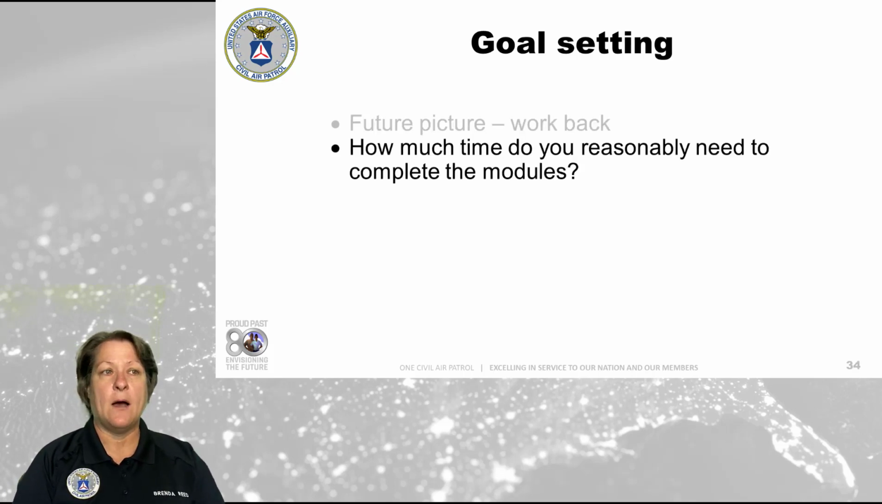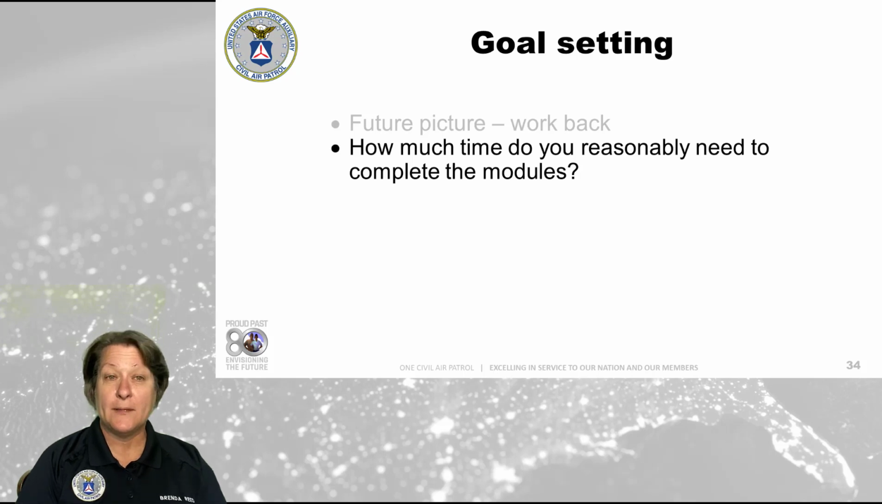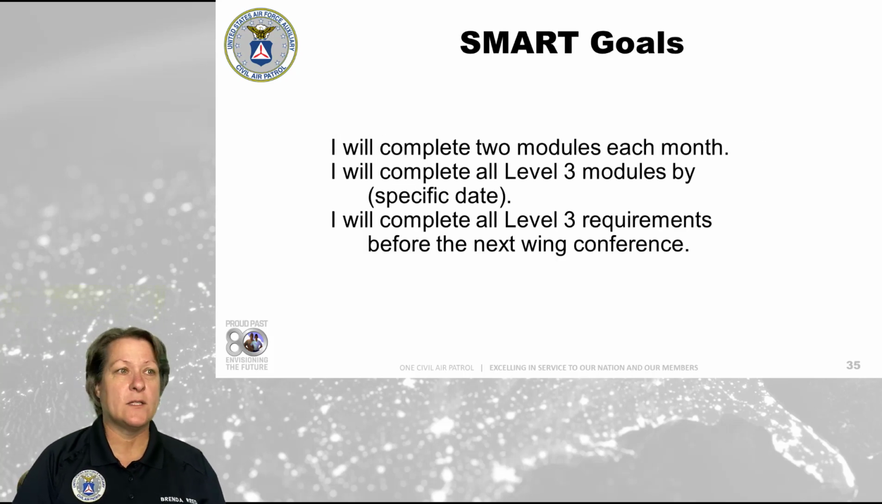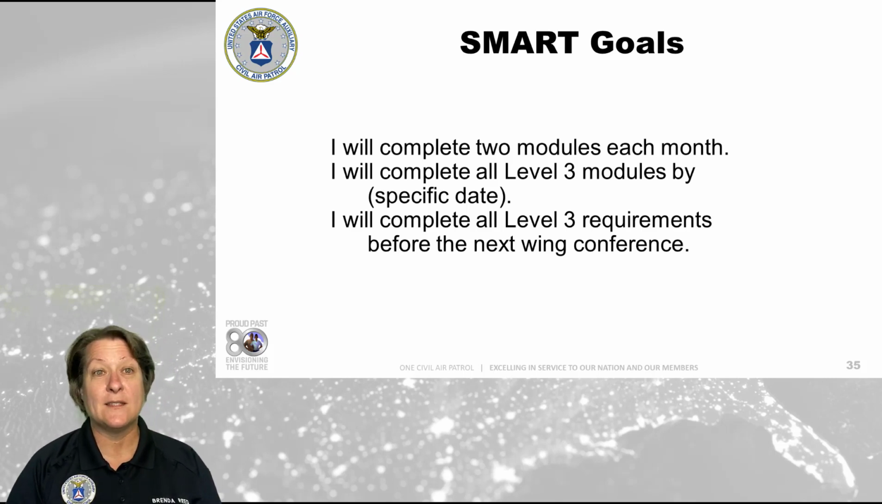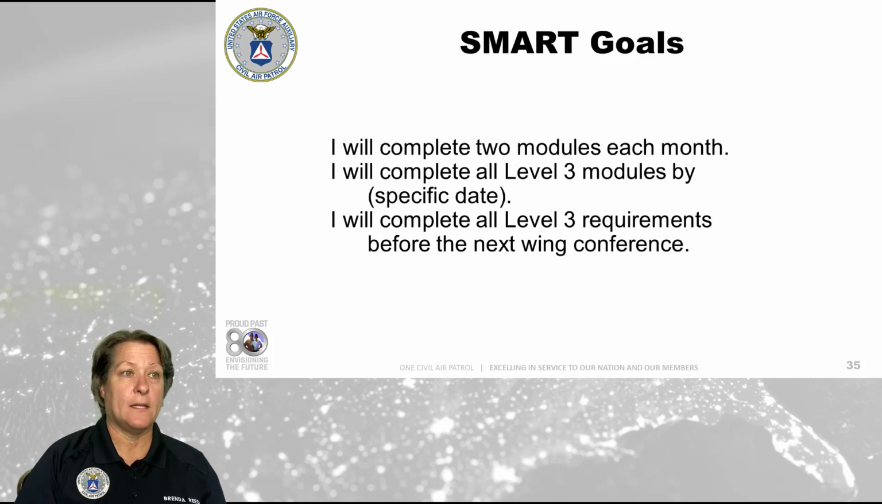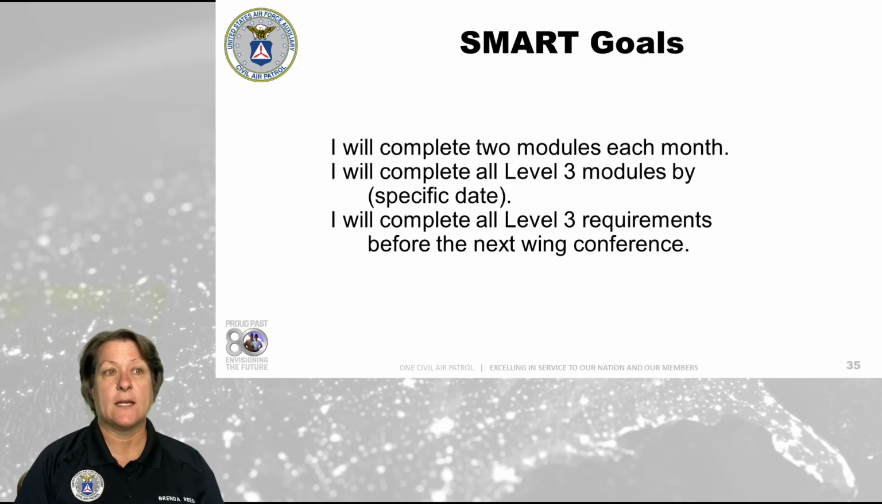Okay, and then think about how much time you reasonably need to complete the modules. Again, going back to that check the box mentality, how much time do you reasonably need to complete the modules, and I would add, to complete them with excellence, to do a good job, to learn the material. And then make a SMART goal. We should all know about SMART goals at this point: specific, measurable, achievable, realistic, and time-sensitive goals. I will complete 2 modules each month. That's specific, it's measurable, it's achievable, it's realistic, and it's time-sensitive.